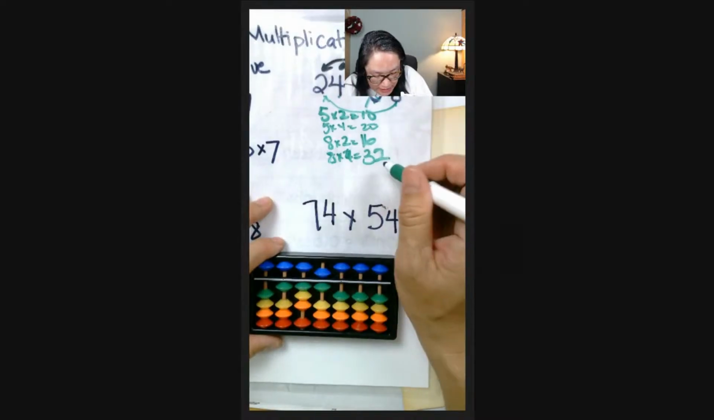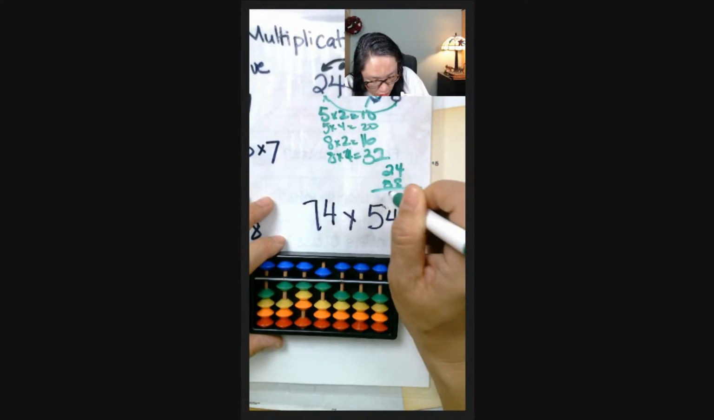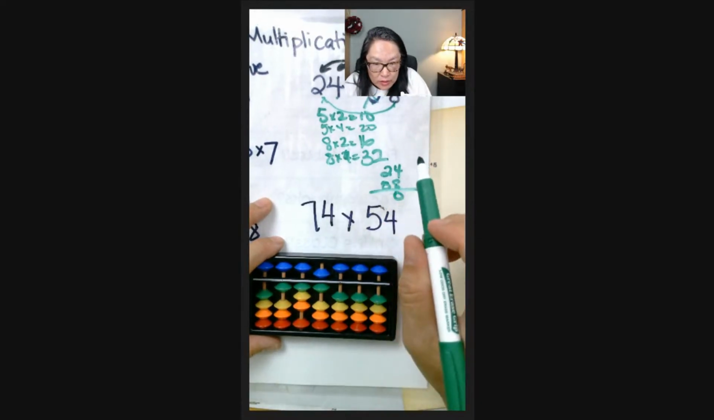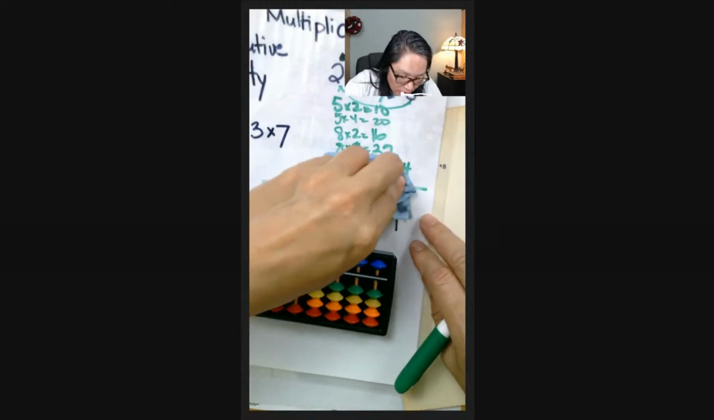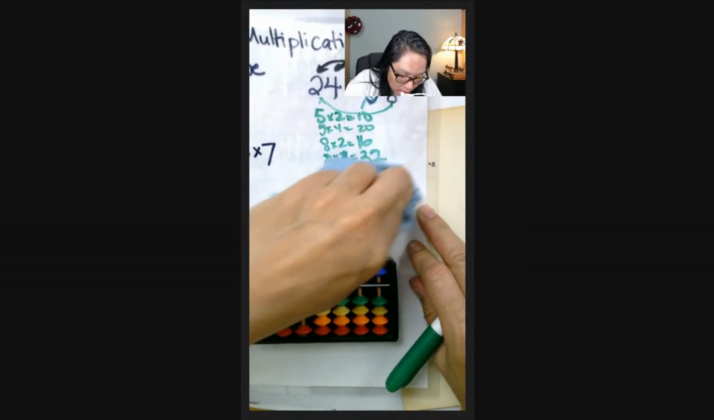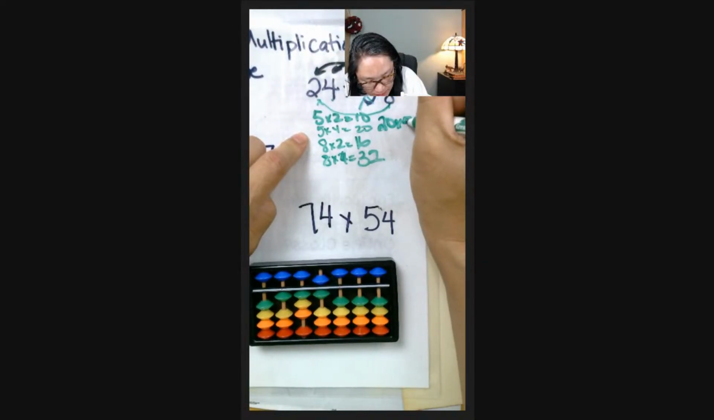Just like how we do, was it 2458? You know how we do bring down the 0? That 0 is a placeholder. So if that 0 is a placeholder, because if you look, we have 20 times 50.